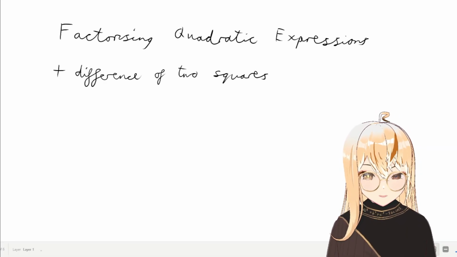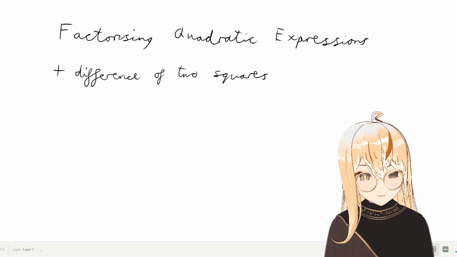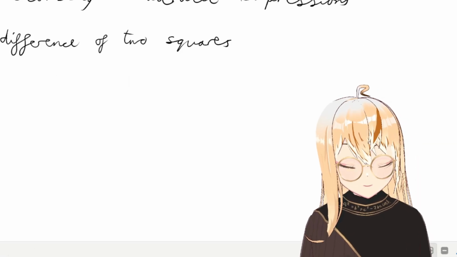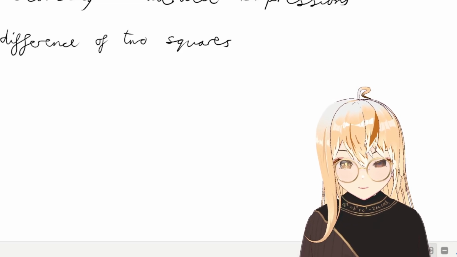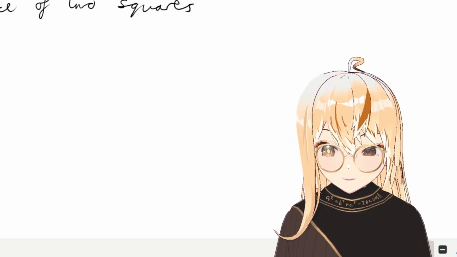Today we're going to be learning about factorizing quadratic expressions and the difference of two squares, which is a special case of a quadratic.